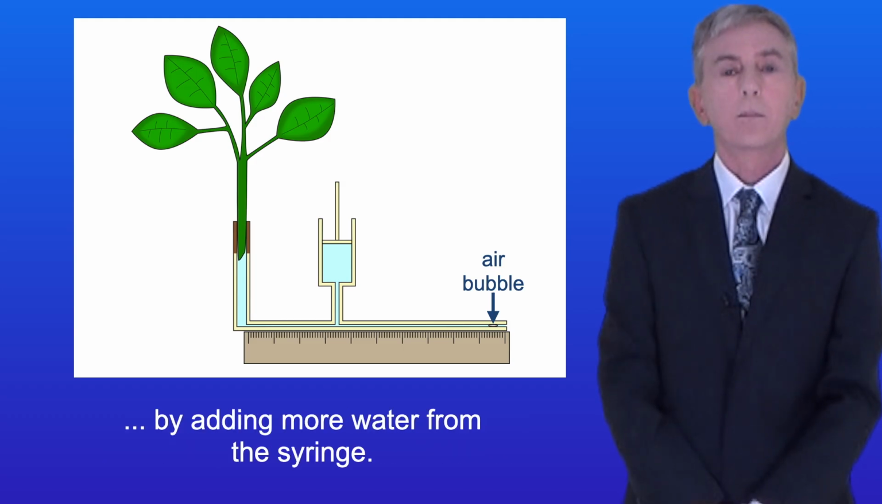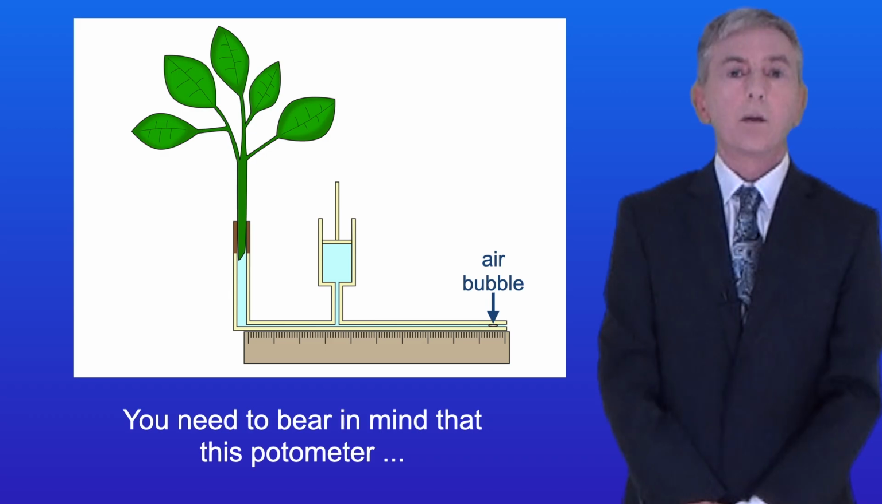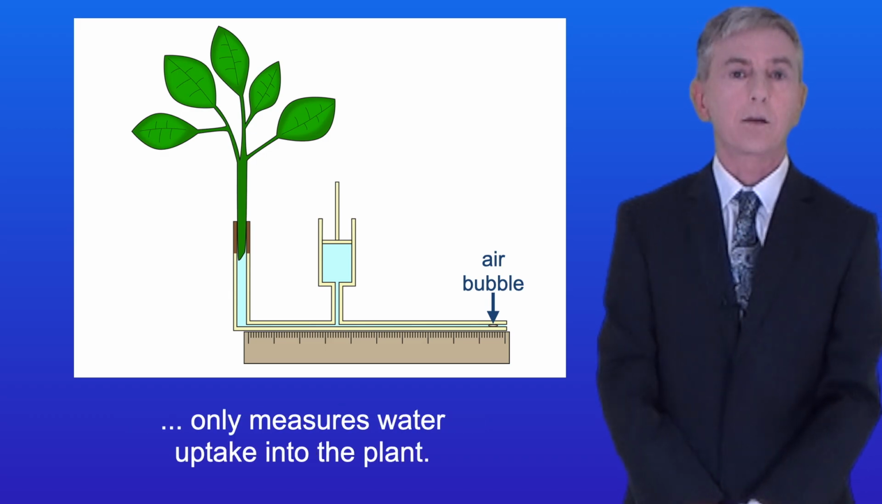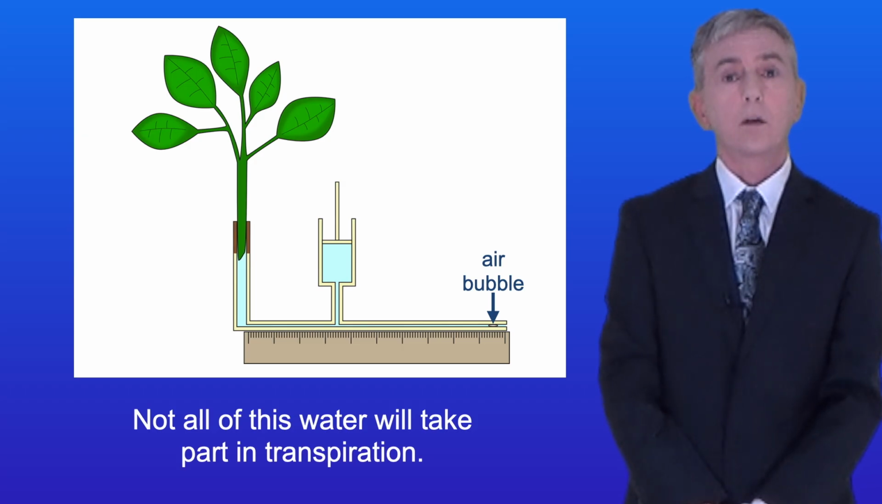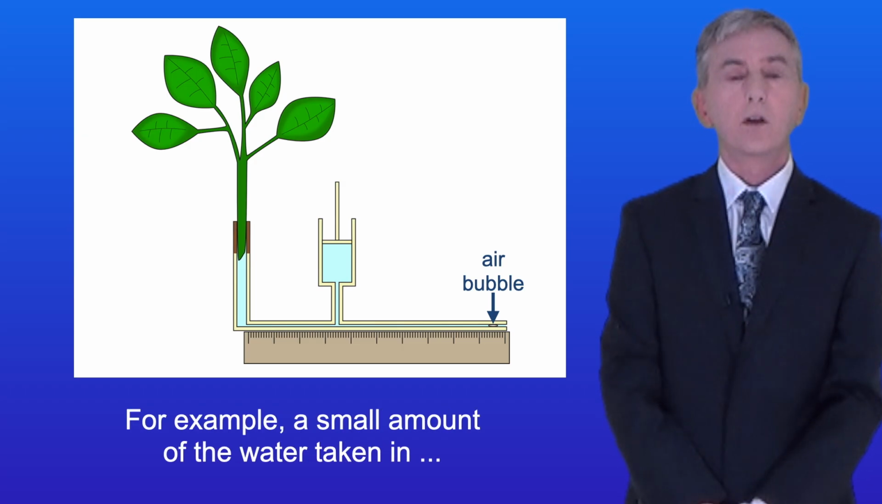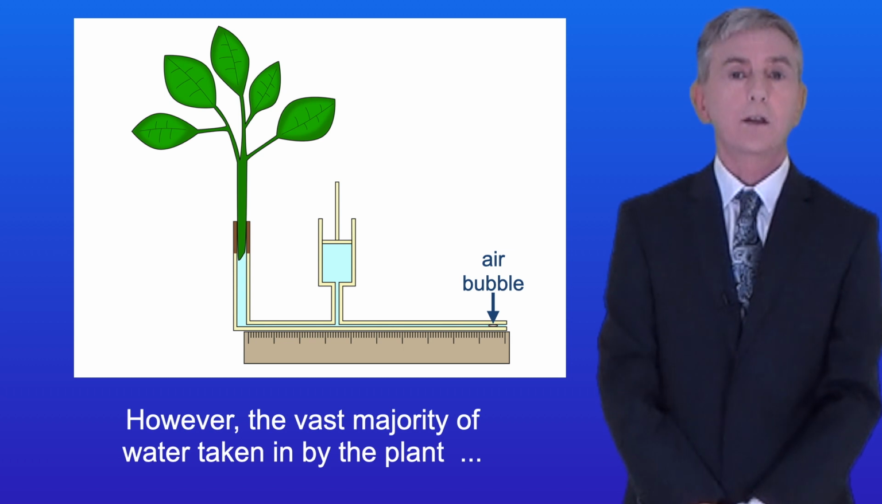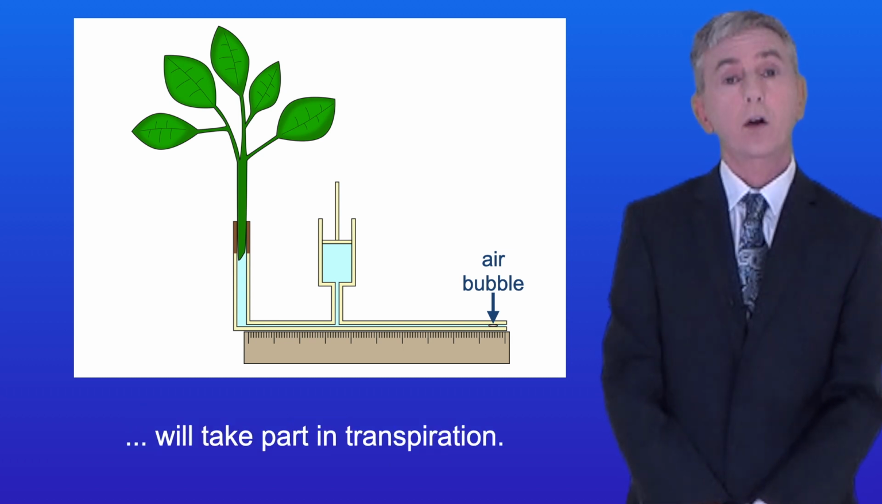Now you need to bear in mind that this potometer only measures water uptake into the plant, and not all of this water will take part in transpiration. For example, a small amount of the water taken in will be a reactant in photosynthesis. However, the vast majority of water taken in by the plant will take part in transpiration.